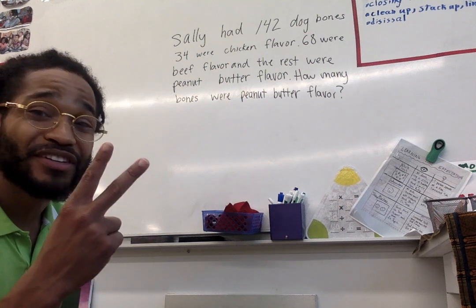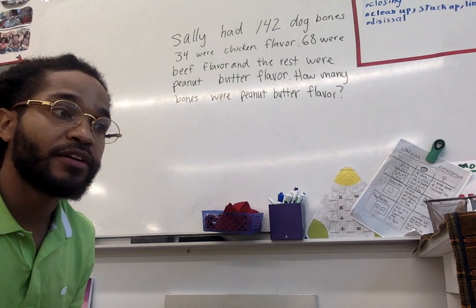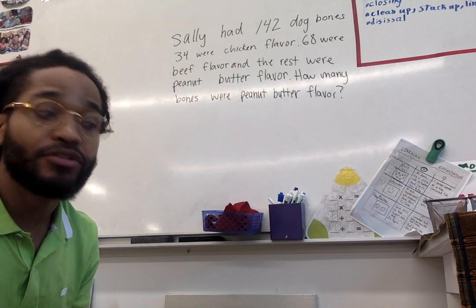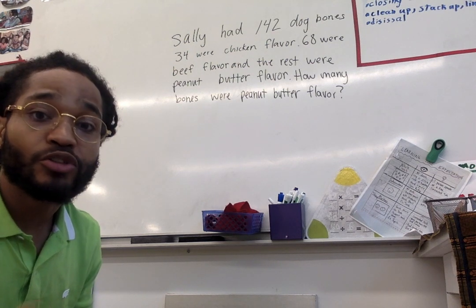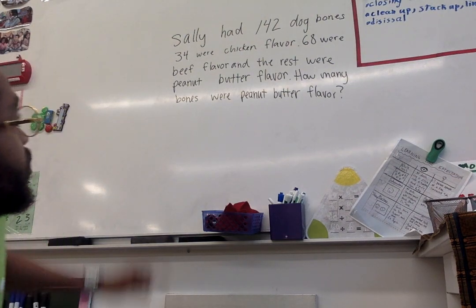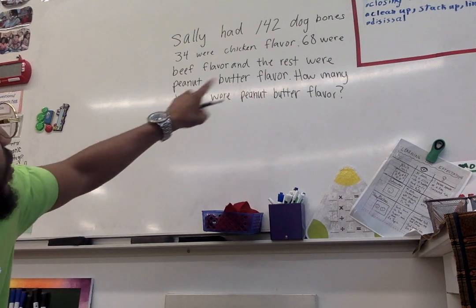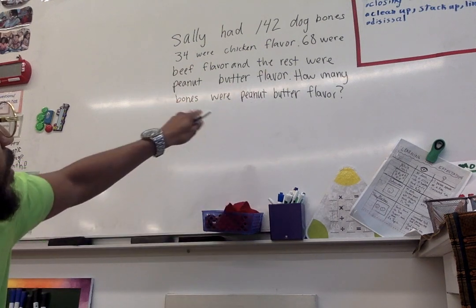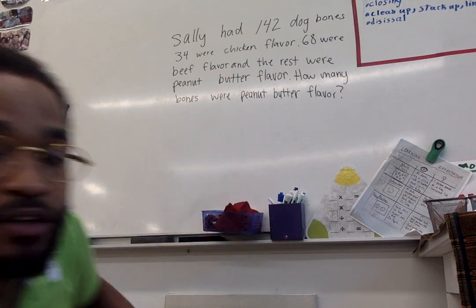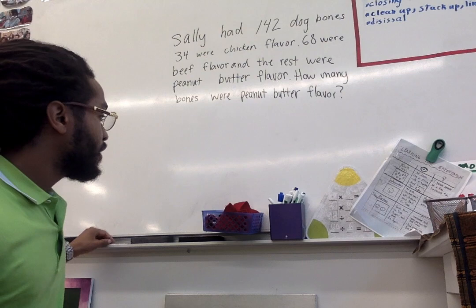Now I'm going to read it for the second time with the numbers. This time I'm trying to find out the quantities, the numbers, and the units, which are what the numbers are talking about. So Sally had 142 dog bones, 34 were chicken flavor, 68 were beef flavor, and the rest were peanut butter flavor. How many bones were peanut butter flavor? As you can see, there's quite a few numbers in this.